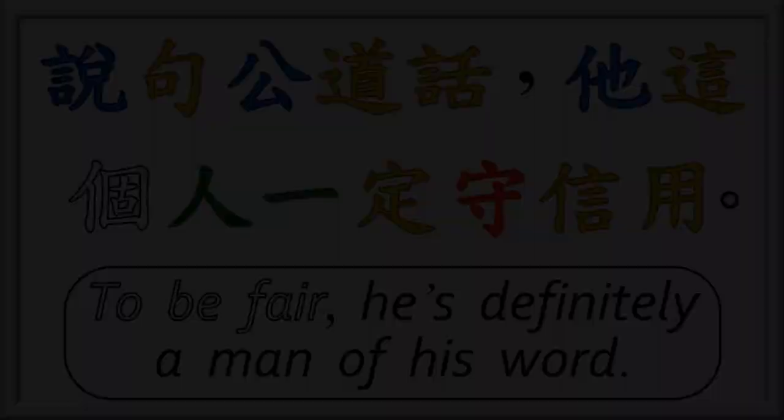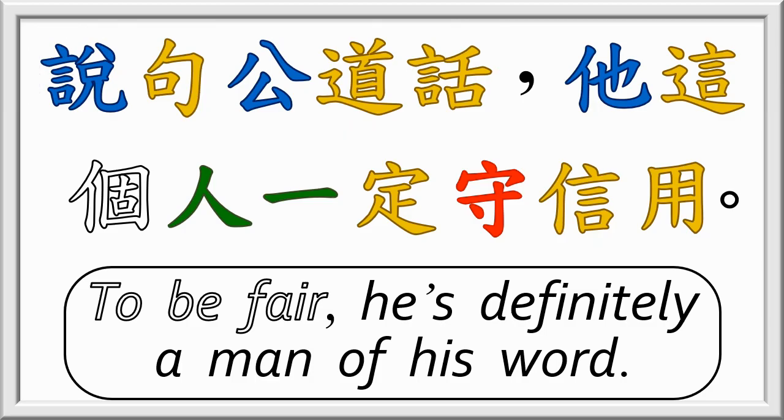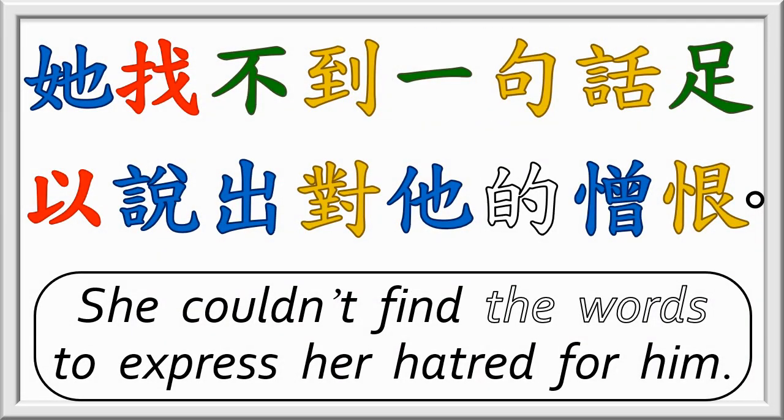You may have noticed that the number 1, 一, is often omitted with measure words. You may, of course, put it back and say, 说一句心里话，说句公道话，他这个人一定守信用。To be fair, he's definitely a man of his word. 公道 means fair, just or reasonable. 他找不到一句话足以说出对他的憎恨。She couldn't find the words to express her hatred for him.